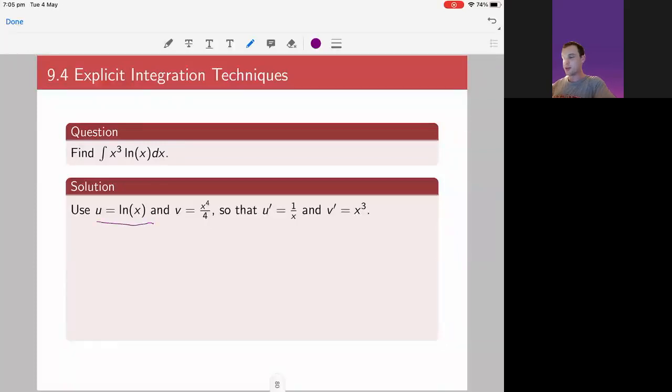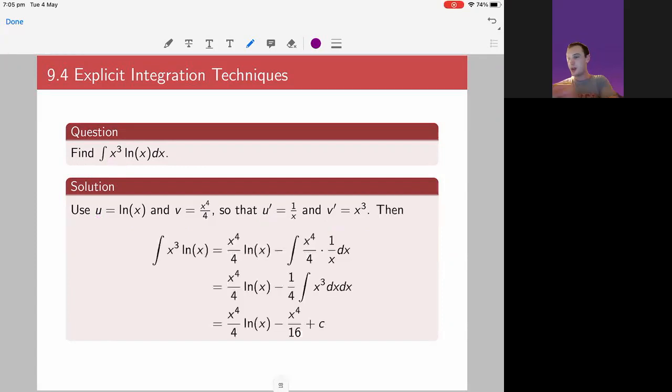Define the function u to be log of x. Define the function v to be x to the fourth on 4, so that v dash is actually equal to x cubed, that guy there. And u is log x, so the derivative of u is 1 divided by x.